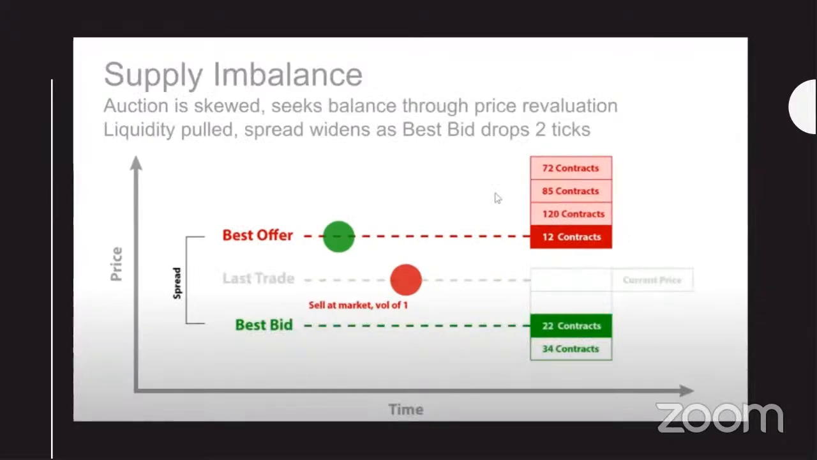Supply imbalance. When the auction is skewed, it seeks balance through price revaluation. Liquidity is pulled, and the spread widens as the best bid drops 2 ticks in this example. So the same setup we had on our previous slide. Now there's a sell market order and it took out the last 2 limit order prices on the bid. So now the next market order to sell would hit the next best bid, which is 2 prices down at 22 contracts. Whenever a sell market order is now placed, your next last traded price will be the best bid price.